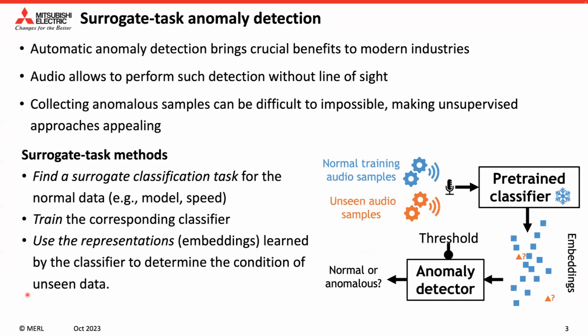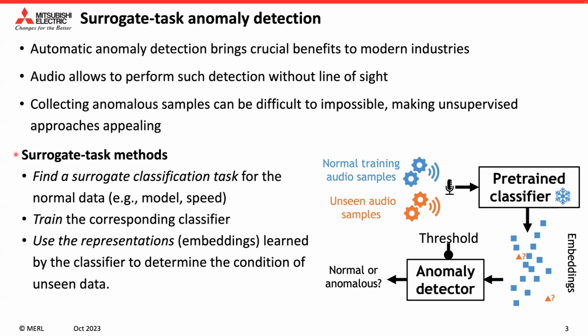A little background first. Automatic anomaly detection is expected to bring crucial benefits to modern industry by automating the tedious task of machine monitoring. In this context, the audio modality is particularly appealing with cheap sensors and allowing monitoring without line of sight. Today, we'll be looking at unsupervised approaches. In most industrial contexts, those are the only viable ones, as collecting anomalous samples is difficult to impossible.